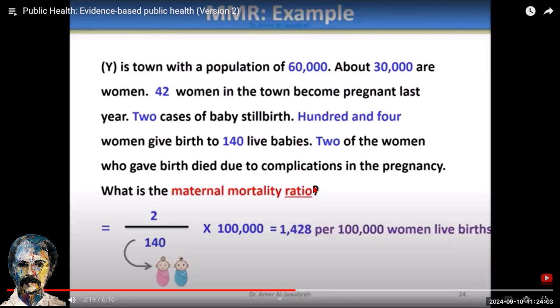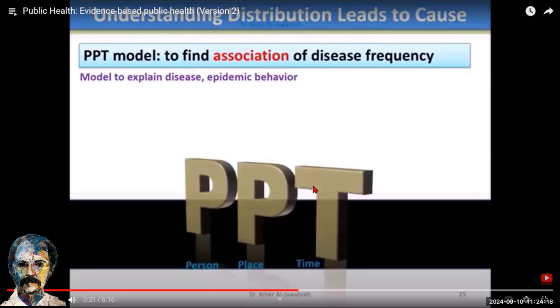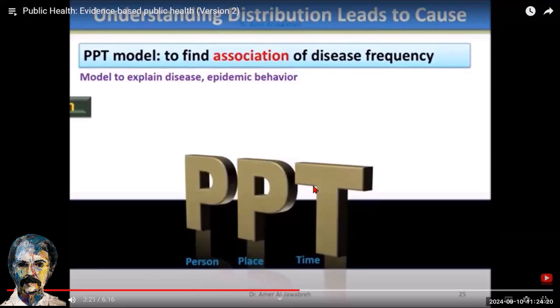Okay, understood? Now we go to something else, the PPT. If you remember, we had this in the definition, and we talked about distribution, and that distribution is governed by the PPT model, person, place, time. And we said that this gives us the behavior of the epidemic or the behavior of the disease, how it behaves. Yes, and it explains the disease.